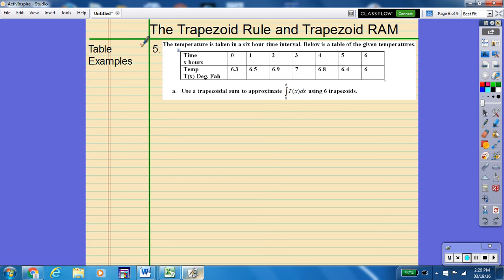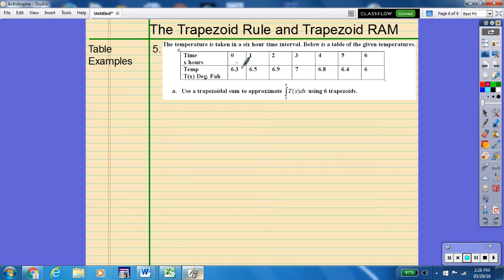So just going back to the table, the temperature is taken in a 6-hour interval. Below is a table of the given temperature. So this is time, and this is the temperature. And what they want you to do is to approximate the area under the curve of t of x using 6 trapezoids, and they gave you a table of values.